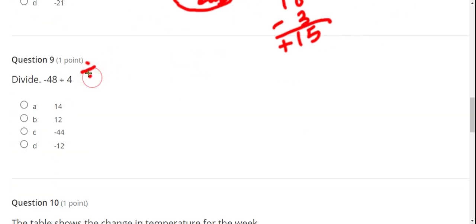All right, this is division. It's a very tiny symbol there. We're dividing. So we got 48 divided by 4, which is 12. And then there's a negative divided by a positive. So those are going to stay negative. Negative groups of 12.